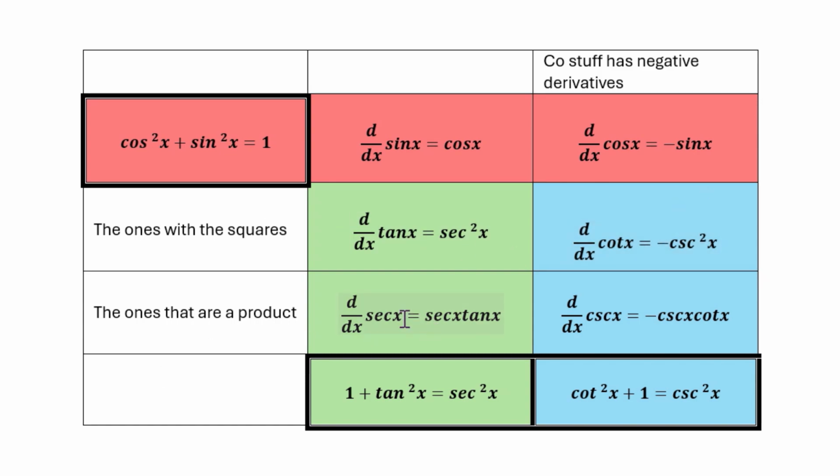The ones that were just the reciprocals, not both pieces together, but the reciprocal of one or the other, like the secant is the reciprocal of cosine, and the cosecant is the reciprocal of sine, when you take the derivative of those, you get a product for an answer.